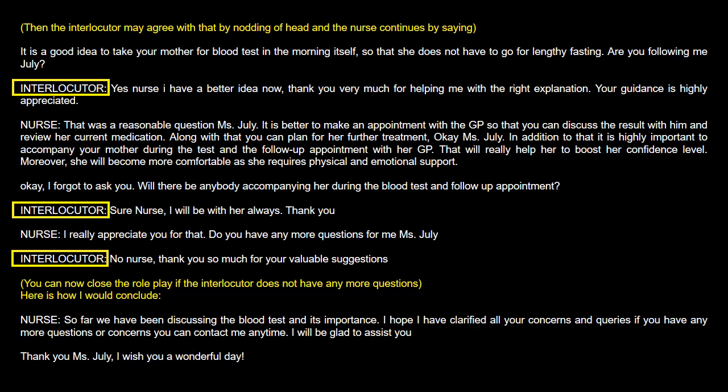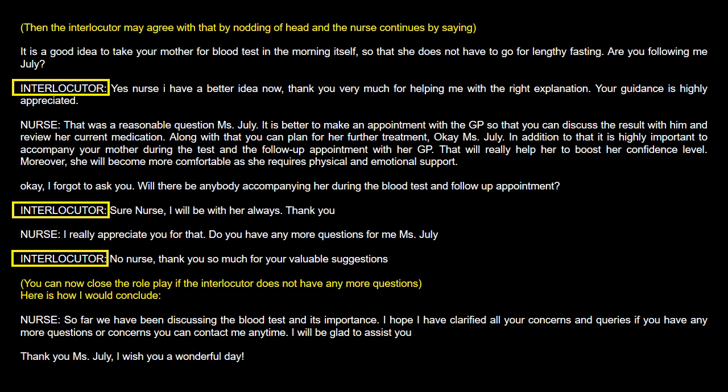Then the interlocutor may agree with that by nodding her head, and the nurse continues by saying, it is a good idea to take your mother for the blood test in the morning itself, so that she does not have to go for lengthy fasting. Are you following me, Julie? Yes, nurse. I have a better idea now. Thank you very much for helping me with the right explanation. Your guidance is highly appreciated.